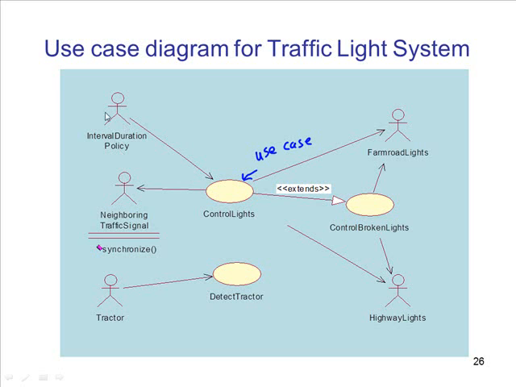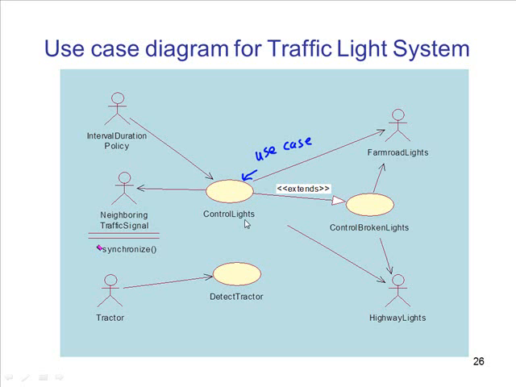Another one is the timer. Okay, so the timer, this is an interval duration policy. The timer is going to keep count of how much time has elapsed. And based on how much time has elapsed, it's going to signal this use case control lights. Okay, so we have an arrow coming from this object, if you will, to the use case control lights.